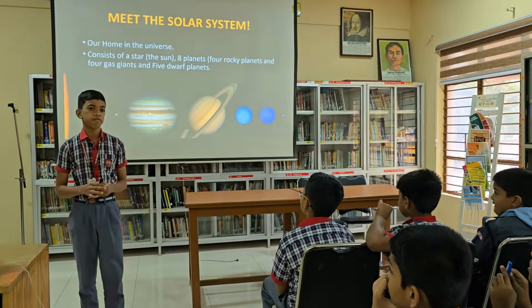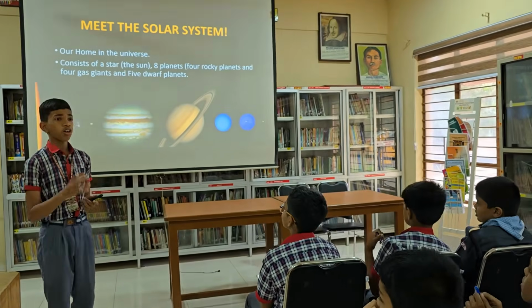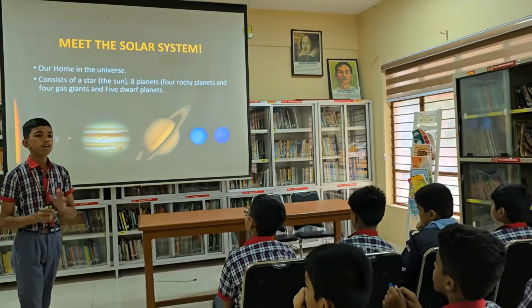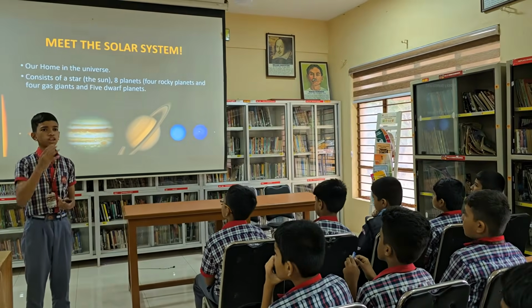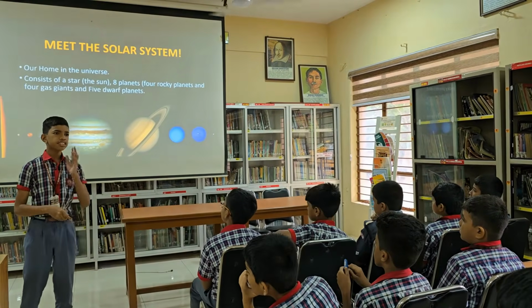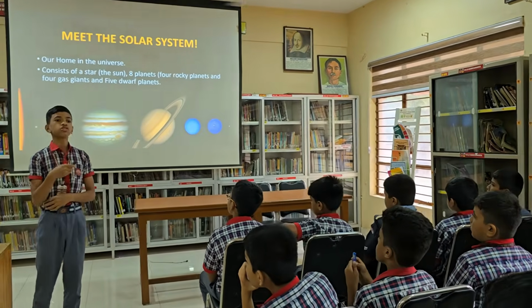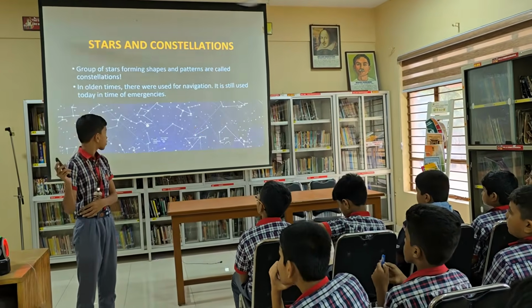Meet the solar system. We all know and love the solar system. It is our home in the universe. We all know that it consists of 4 rocky planets, 4 gas giants, and 5 dwarf planets. And since we have already learned a lot about the solar system, let's move on to something a little more interesting.